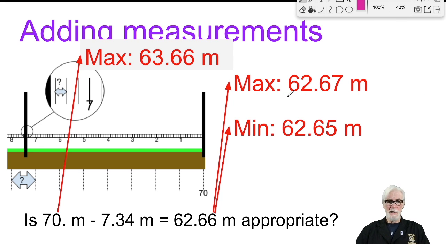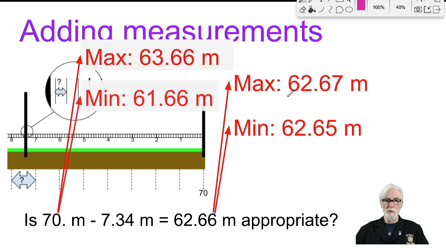So here's our new range. If we consider the fact that we only had plus or minus 1 meter in our original measurements, the maximum could be 63.66 and the minimum could be 61.66. If we look at the maximum and minimum that we had when we considered the precision of the tape measure measurement, this whole entire range is way, way smaller than this range. So if we wrote down a number that's 62.66, that is actually not appropriate because that overstates our precision. We really only know it plus or minus a meter, but we were telling people we knew it plus or minus 1/100th of a meter.